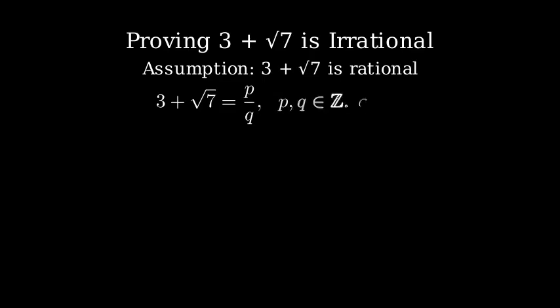This means it can be written as a fraction p over q, where p and q are integers and q is not 0. Let's isolate the square root of 7. First, subtract 3 from both sides. This gives us square root of 7 equals p over q minus 3.